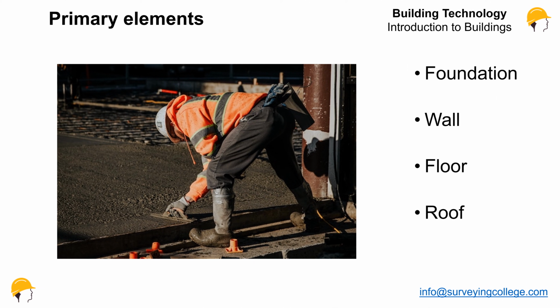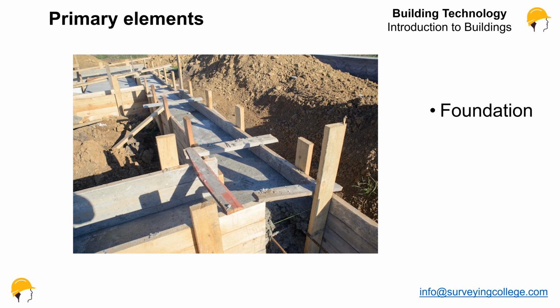The primary elements of building are made up of four parts: the foundation, wall, floor and roof. The foundation here is an example. We can see the formwork is protecting the concrete, and we can also see the reinforcement or rebar as well.